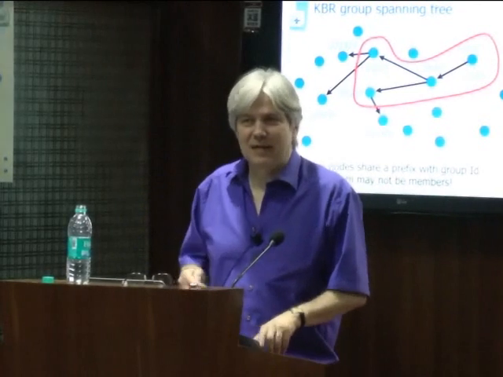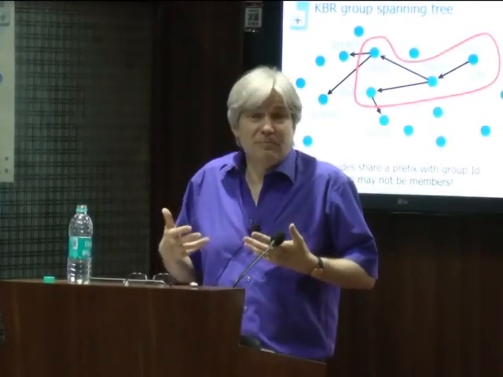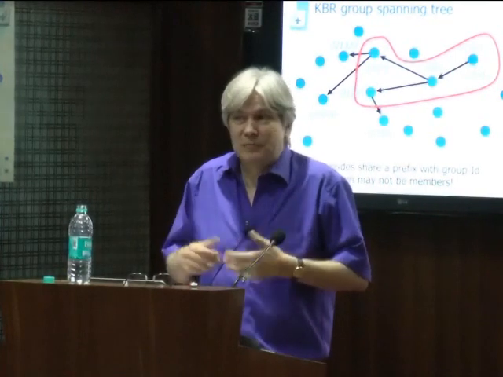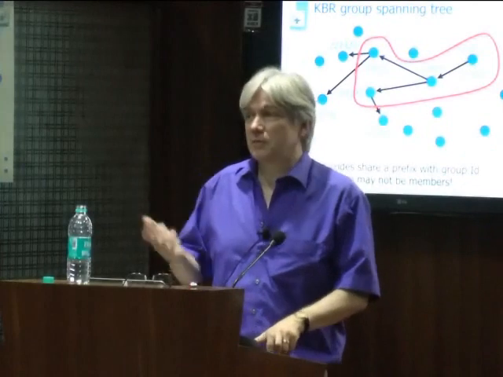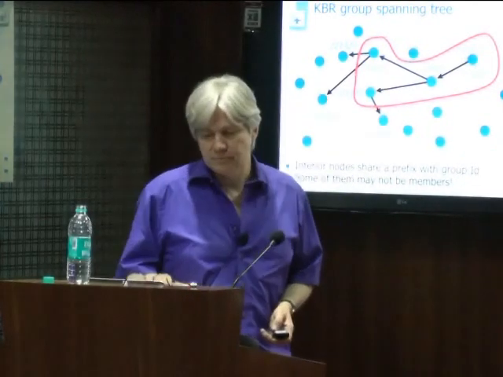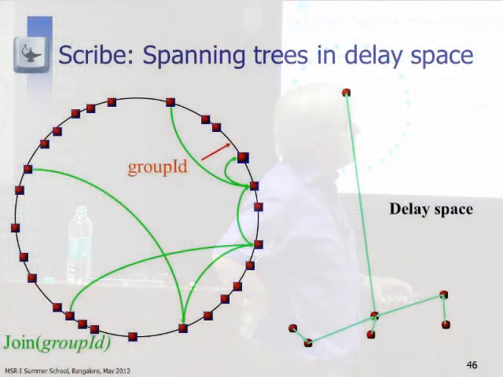This is one of those things again, right? You're leveraging the simplicity of key-based routing to construct that spanning tree. Part of what you have to pay for it is that in that spanning tree are going to be some non-members. And this is something we'll have to keep track of.